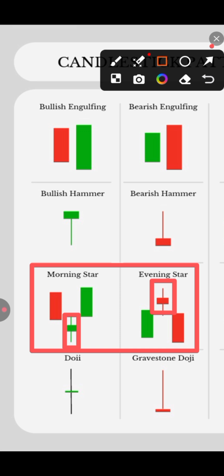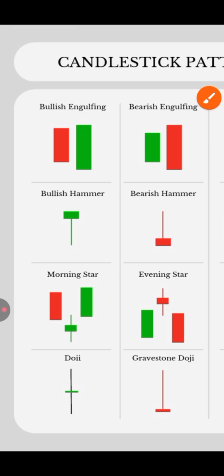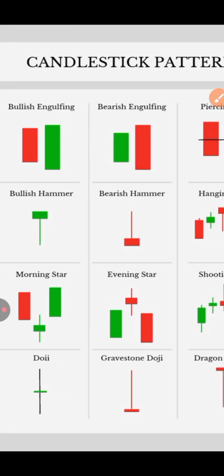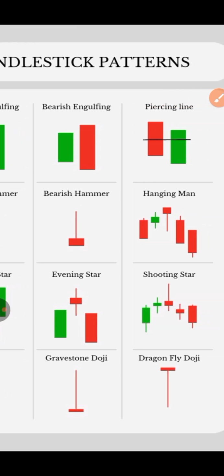The one in the middle is an indecision candle, or you call it a dodgy candle, just like this one. You can see it right here. You can call it a dodgy candle. A dodgy candle always represents indecision in the market. So you're either using the engulfing candle, the morning or evening star. Those are the two that you can use for high probable trades in the market.